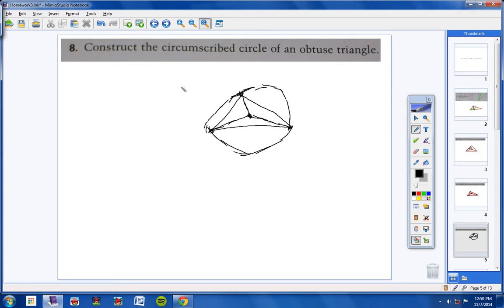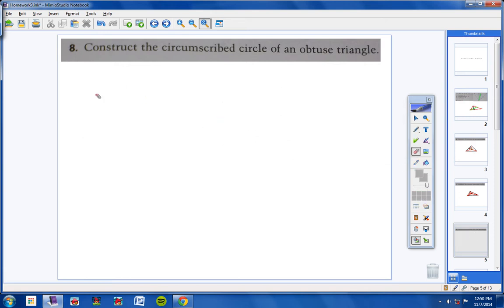Now, we learned something called a circumcenter. Okay, you learned this, guys. You might not remember it, but you did. It is where the perpendicular bisectors intersect. Well, we also learned something else about the circumcenter. It's equidistant from the vertices. So if I can find the circumcenter, then I'll have the center of my circle. So watch how I do this.